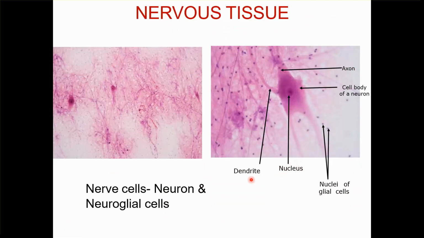Coming to nervous tissue, you can see that you have the neuron. Here the enlarged one is the axon, this is the dendrite, and this will be the soma or cell body, and these are all the nuclei of the glial cells.